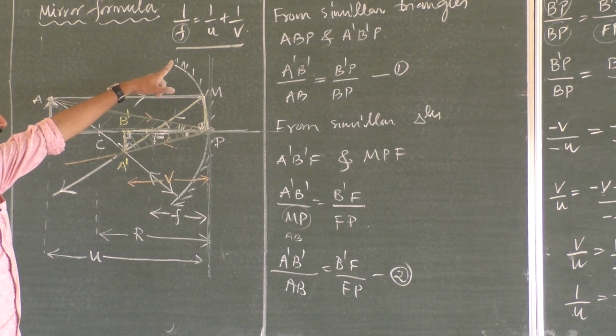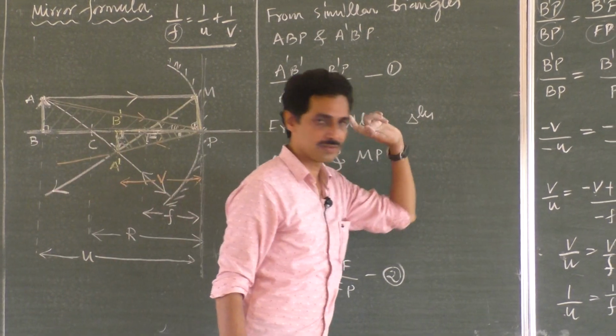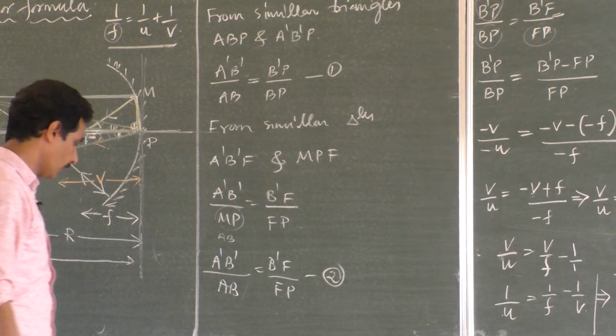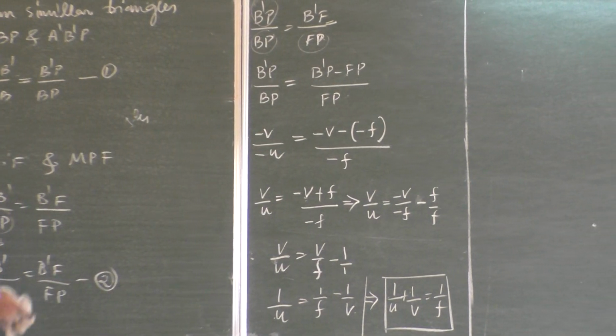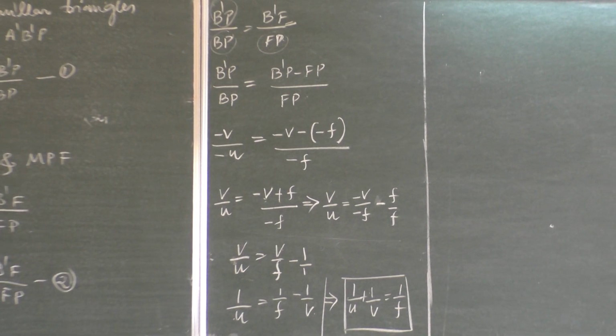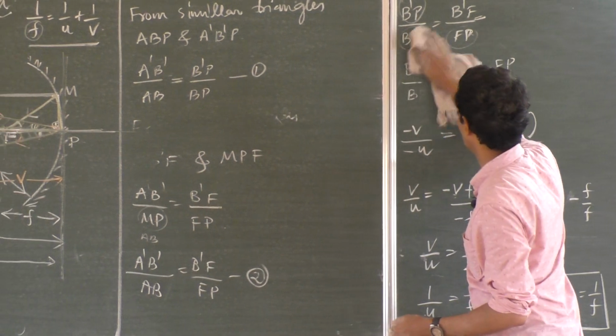Remember that you must get this finally. So try to put them in order, and finally you have to apply sign conventions and get the answer. Now let me rub this. Okay, this is to be retained. I will rub this one. I'll rub this.